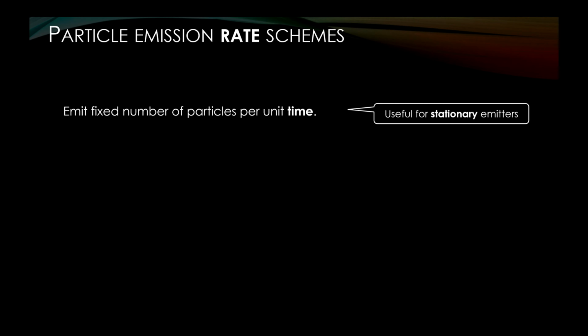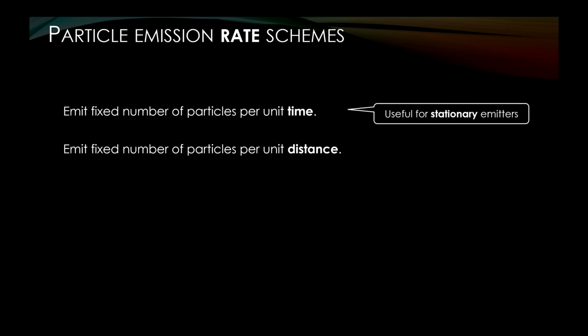First, let's talk about a couple of different rate schemes. And by that I mean you're going to emit particles in a couple of different ways. One of them is to emit a fixed number of particles per unit time. So it might be like 5 particles per second or something like that. And that's useful mostly when you have objects that are stationary or moving really slowly. And that could be something like a campfire, something like that. That's not the subject of this video though.